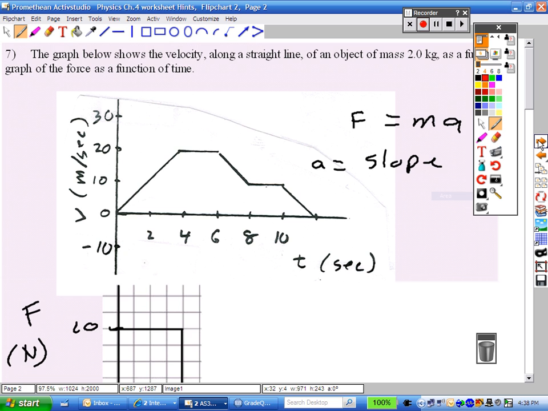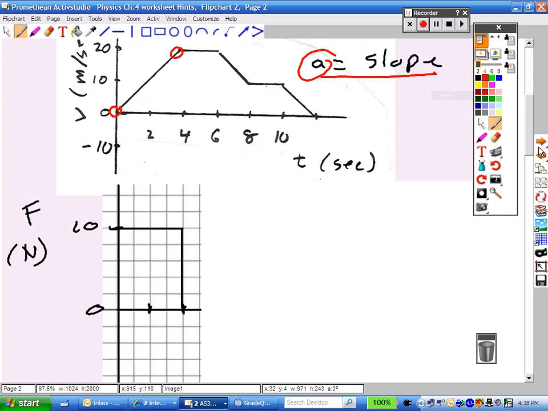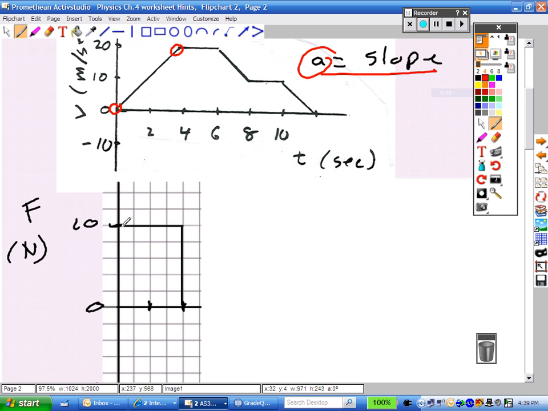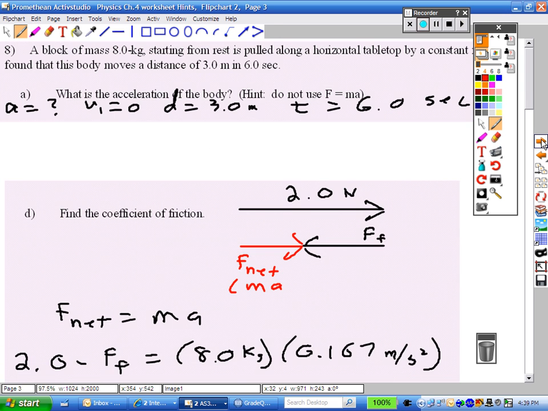How about number 7? There's a graph of velocity versus time, but the acceleration is the slope of the graph. So for instance, in the first part, if you begin here and go to there, the rise is 20, the run is 4, you get a slope of 5 meters per second squared. That's the acceleration. But by F equals ma, times that by the 2 kilograms, and you get 10 newtons. A steady 10 newtons there, because it's a constant acceleration, therefore a constant force, and the rest of the graph is for you to fill in. I told you we'd go fast.